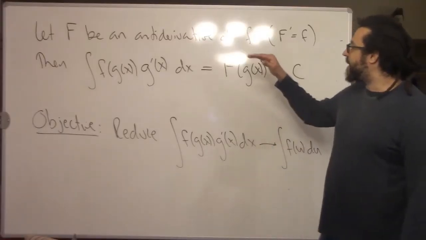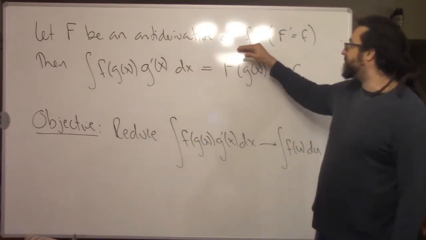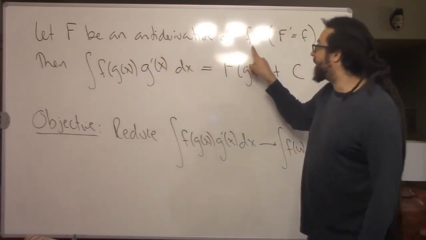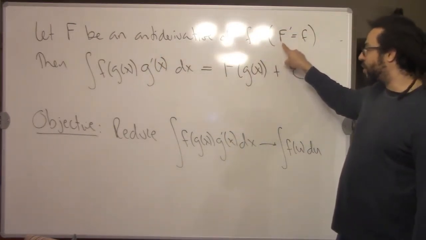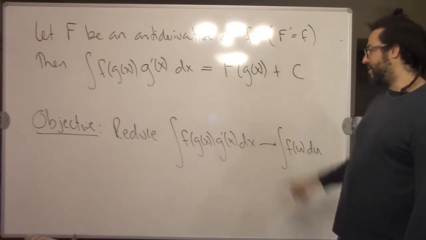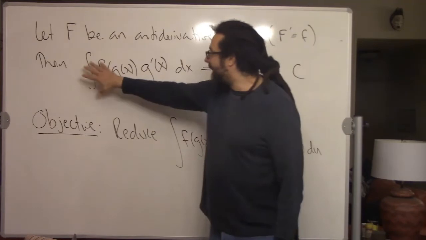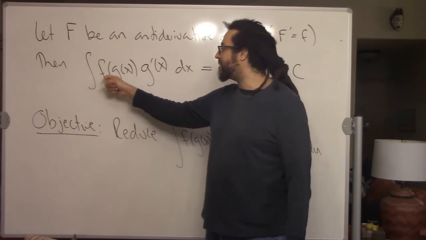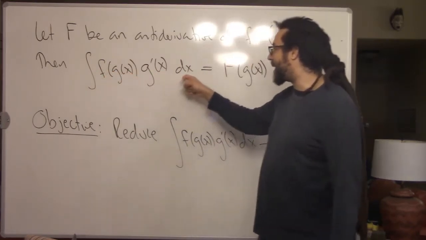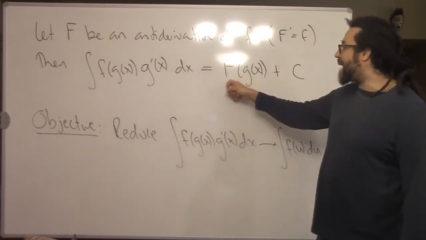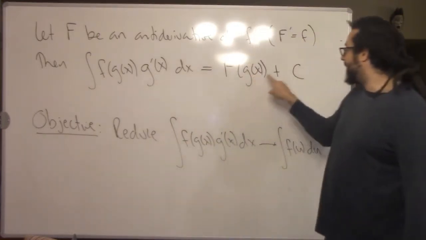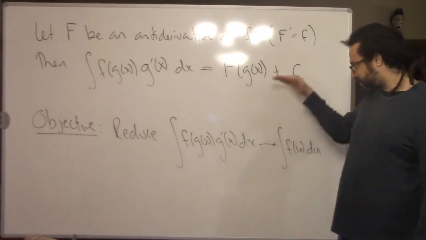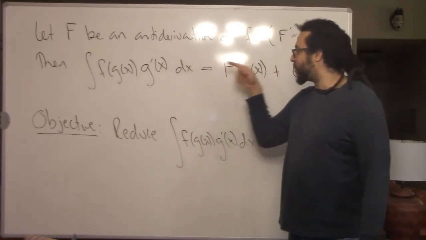Let's let capital F be an antiderivative of lowercase f. So in other words, to say that capital F is an antiderivative of lowercase f, we really just mean that the derivative of capital F is lowercase f. So then the antiderivative of f of g of x times g prime with respect to x is just capital F with g of x plugged in and then add a constant of integration c. So this is exactly the chain rule. Antiderivative this way means derivative this way.